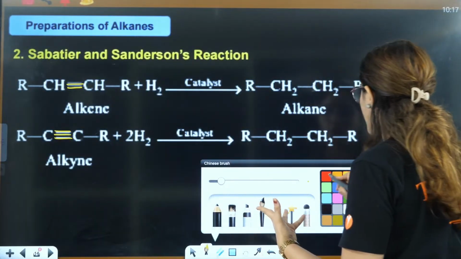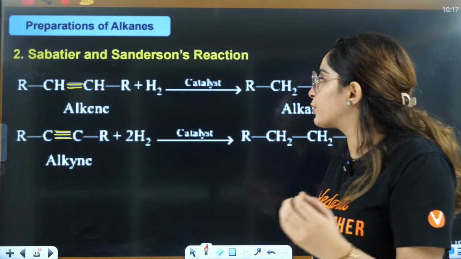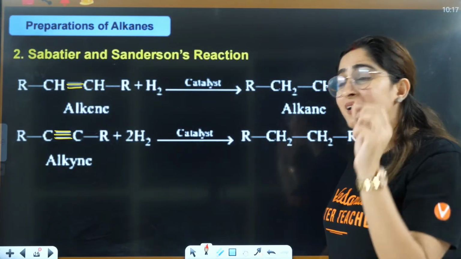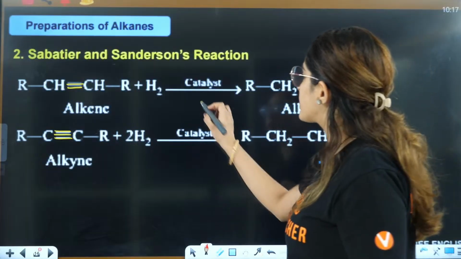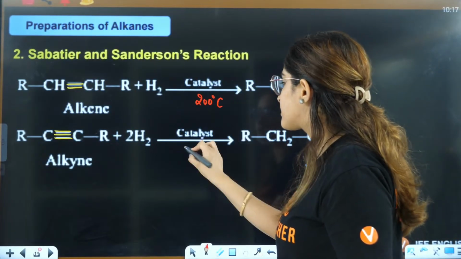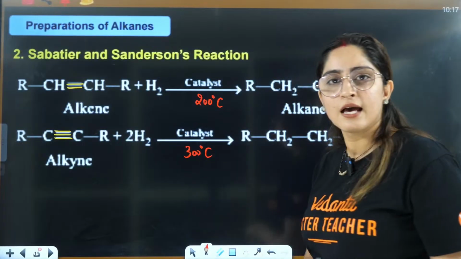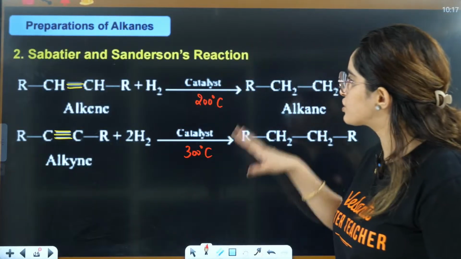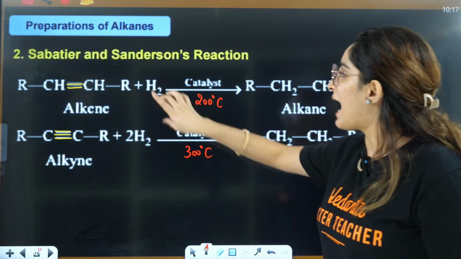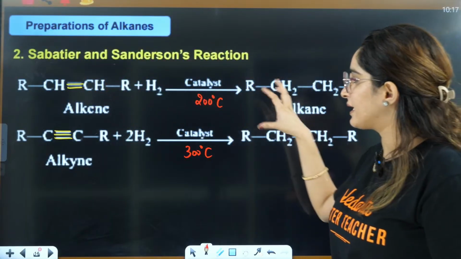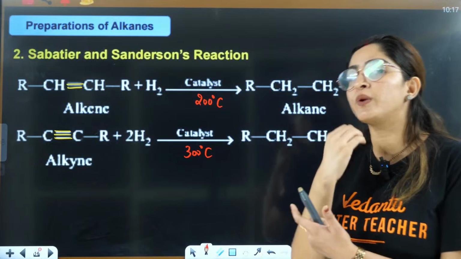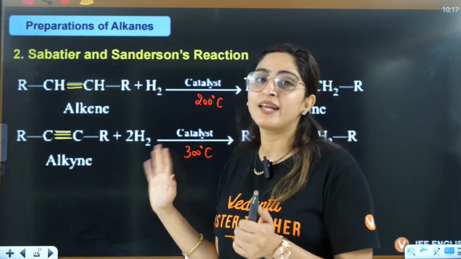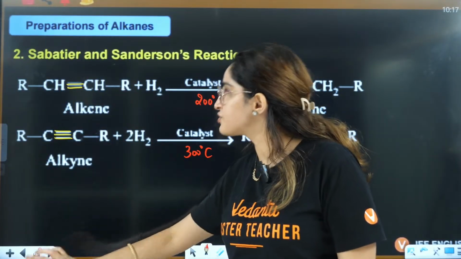What exactly are we doing here? The double bond is converted to a single bond, the triple bond is converted to a single bond, but here a specific temperature is required. This is around 200 degrees and this is around 300 degrees Celsius, right? Even if we have a double bond or triple bond, we just add hydrogen to it, and alkene will be converted to alkane. For alkyne conversion, you need a slightly higher temperature. So this is one of the simplest naming reactions that you have, that is the Sabatier-Sanderens reaction.